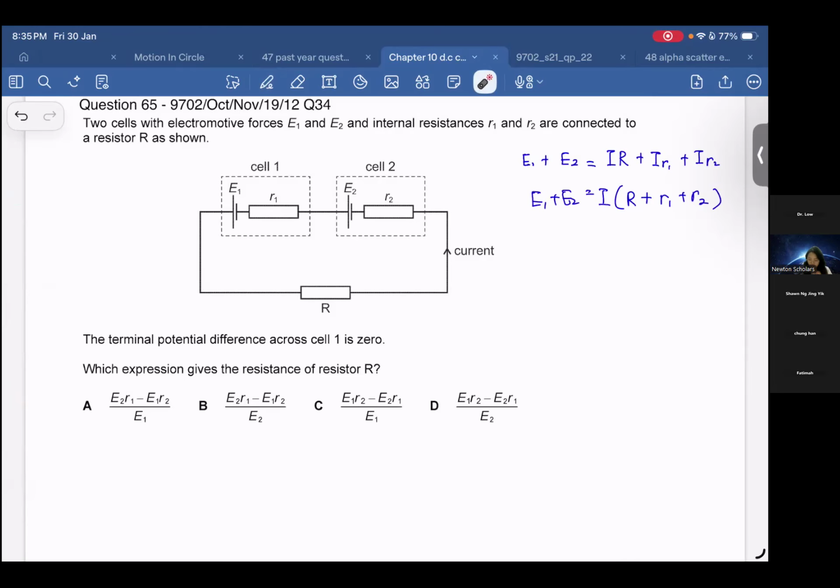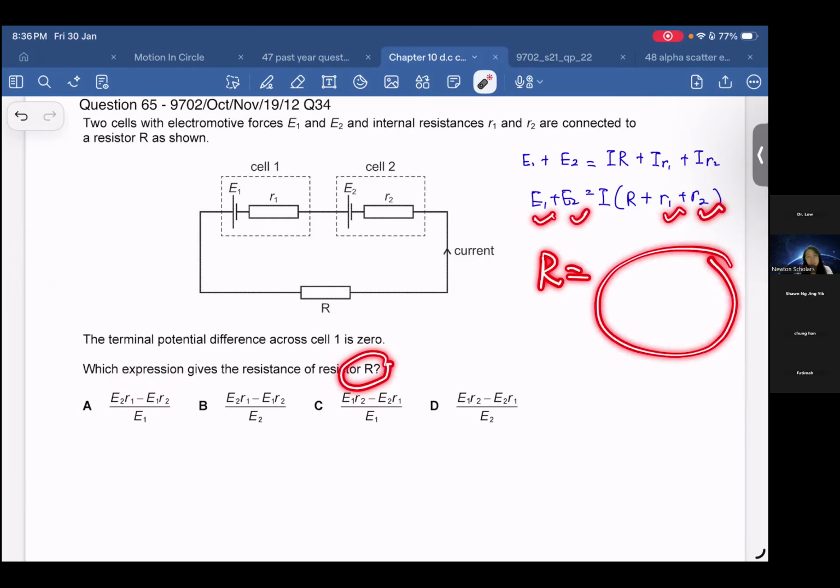Okay, boys and girls, you look at here. In this A, B, C, D, like what I told you, look for what is missing and what we add in. So look at here. We got the E2, E1, we got the small r, we got the E. They're asking you, in terms of resistance, what expression can express the resistance R. That means R equals something.